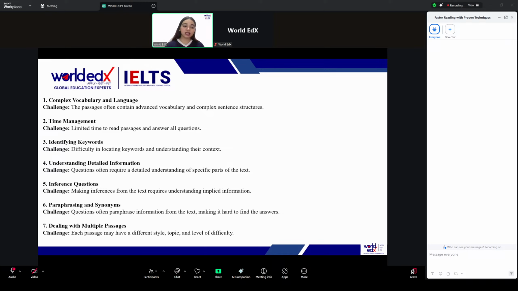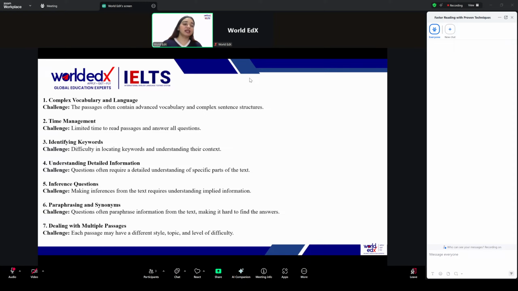The next one is time management. Of course, it's true for anything in IELTS, be it your listening, reading, writing, or speaking section. You need to manage your time in such a way that you are able to locate the keywords and understand everything within a stipulated number of hours or minutes. So make sure that you are able to manage your time better.